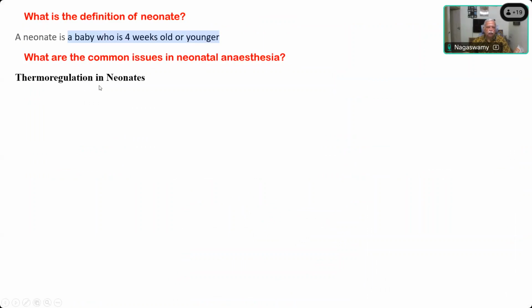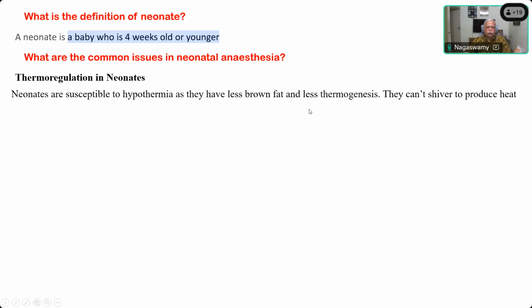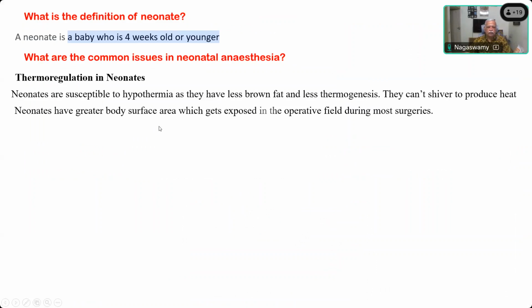First and foremost, you have to think of thermoregulation. Neonates are susceptible to hypothermia because they have less brown fat and they cannot shiver to produce the necessary heat. They produce only non-shivering thermogenesis, creating heat only from brown fat, so they are more prone to it. The second reason is they have a larger body surface area compared to older children and adults, so more skin is exposed, which is the second reason for their becoming hypothermic.